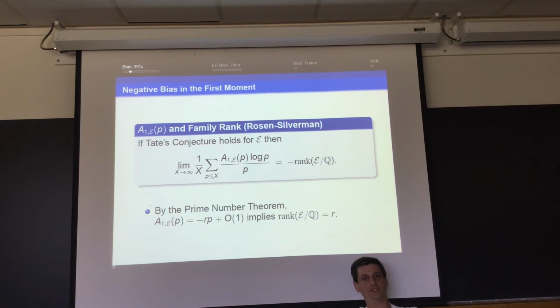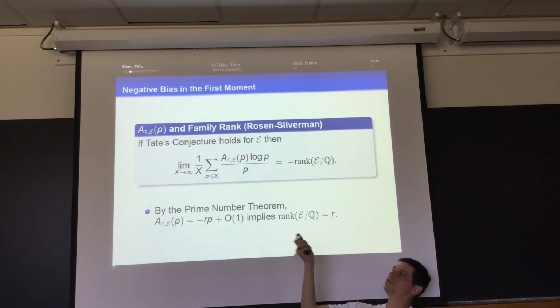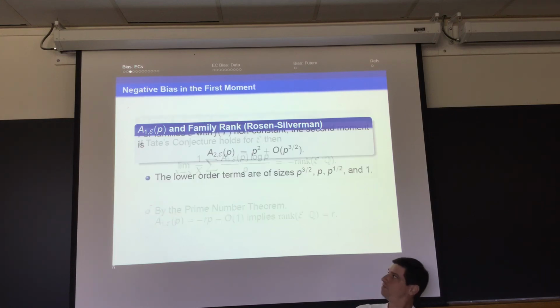Normally the way people get ranks of elliptic curves is they actually construct independent points, use something called the determinant of the height matrix. You show it's non-zero. This allows us to bypass all of this. It's a nice construction. Typically in these families you get that this is equal to negative rP plus a small correction term. The p is canceled, the negative r comes out, and there's the rank.